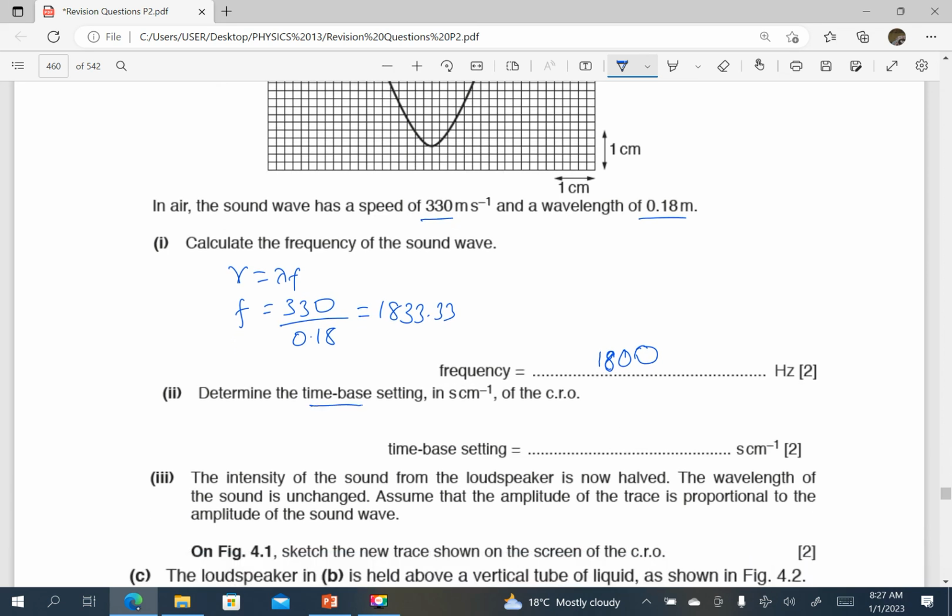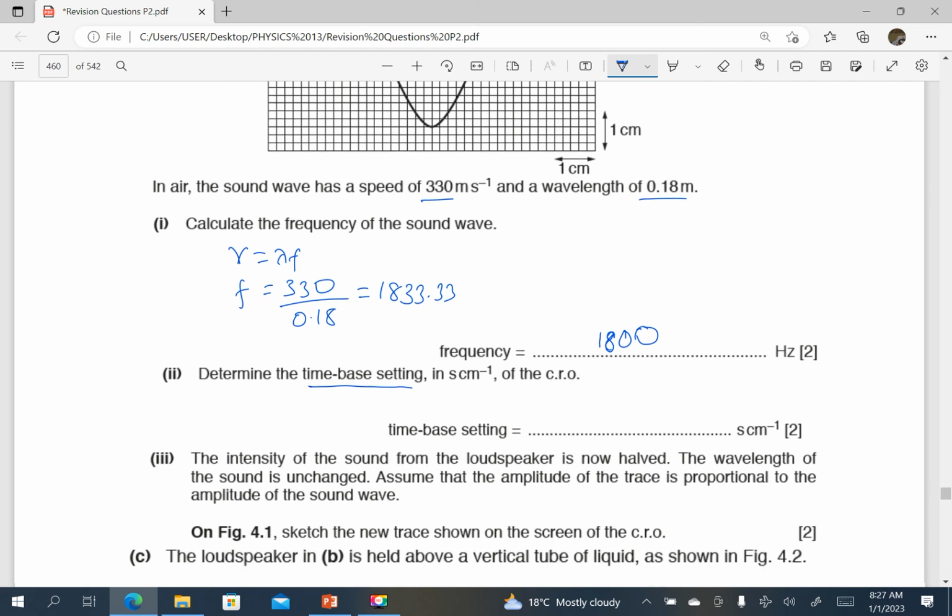Determine the time-base setting in seconds per centimeter. I will upload a video of how to manipulate cathode ray oscilloscope readings for most of you who lack experience. I'll upload a video for how to deal with those so that people can practice questions about time-base settings, amplitude, and so on. I'll upload a video at the end of waves.